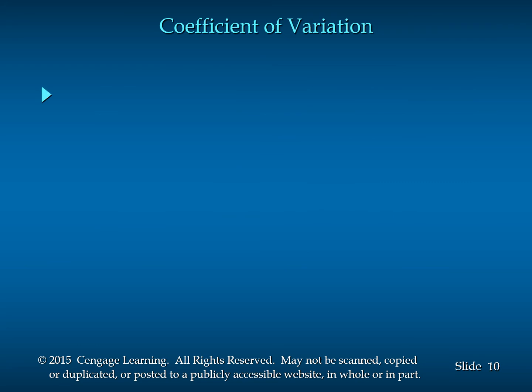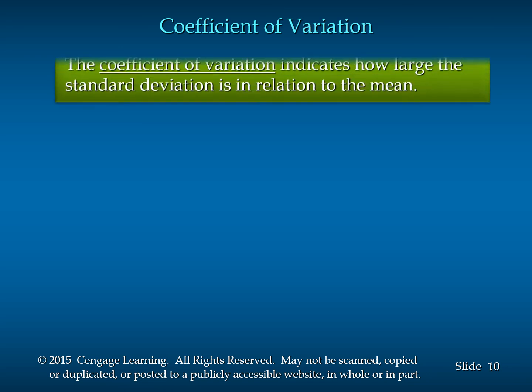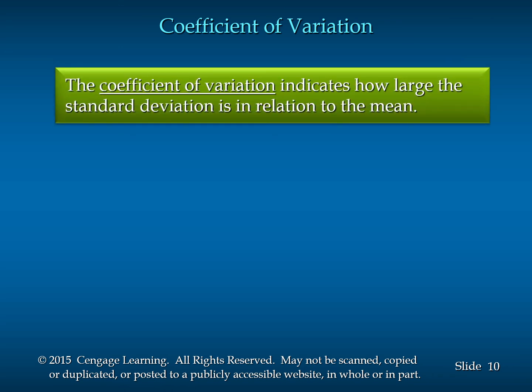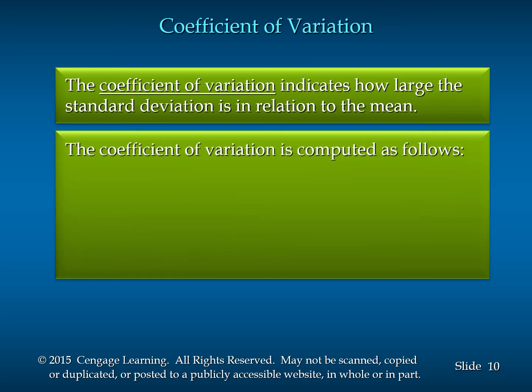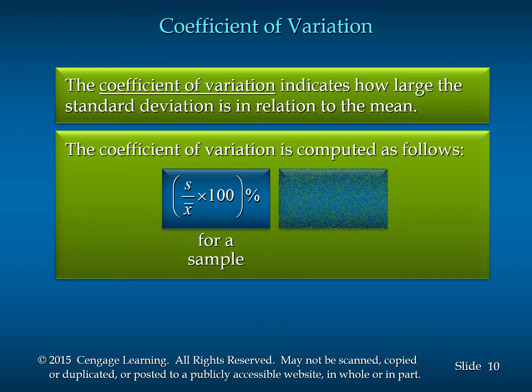The last measure of variability that we will discuss is the coefficient of variation, frequently just termed COV. It indicates how large the standard deviation is in relation to the mean. It is a way to normalize that variation, allowing comparison of very different data sets. The formula is the same for a sample and for a population, and the COV is always stated in terms of a %.